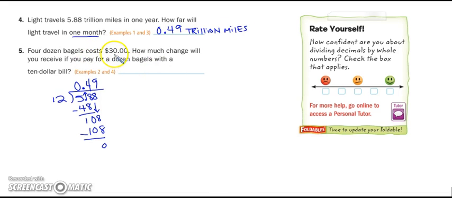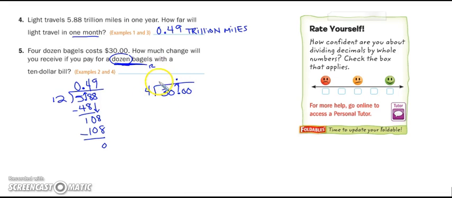4 dozen bagels cost $30. How much will you receive if you pay for a dozen bagels with a $10 bill? So a dozen is 12. So we need to take the $30, divide it by, oh, I'm sorry. You're just buying a dozen. So out of the 4, we need to figure out how much each dozen bagels costs. So we're going to divide it by 4 because we're buying 4 dozen and we just need 1 dozen.